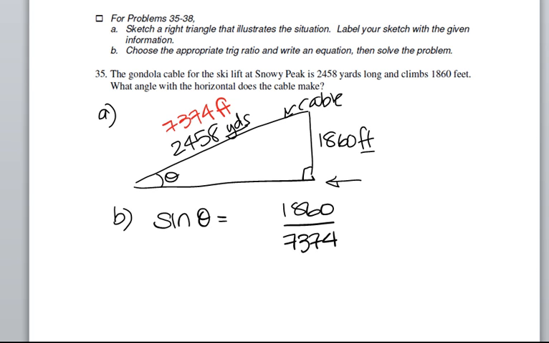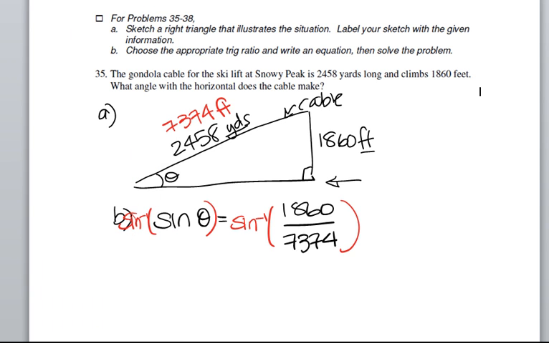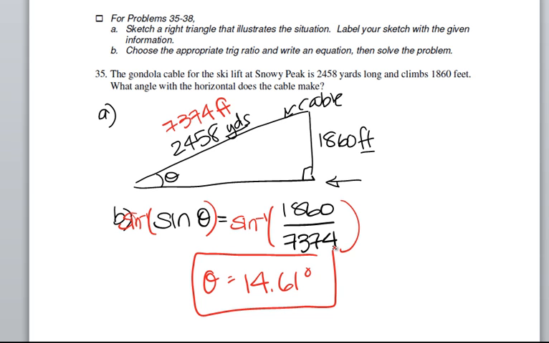And to solve for that, I inverse sine both sides. Okay. And so that I can type into my calculator. Inverse sine of 1860 divided by 7,374 is 14.61. Okay, so rounded to two decimal places, theta is 14.61 degrees. That is the angle with the horizontal that the cable makes.